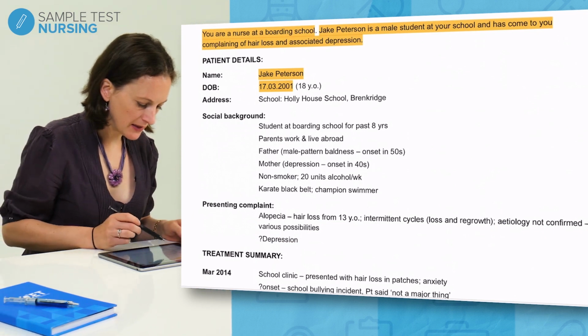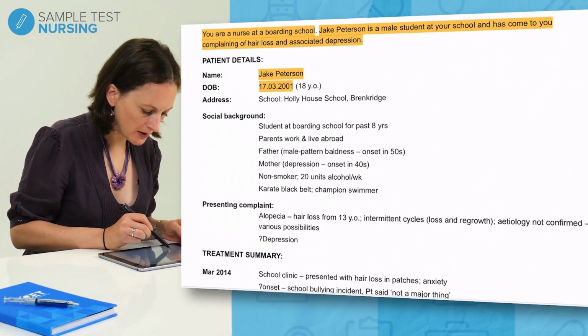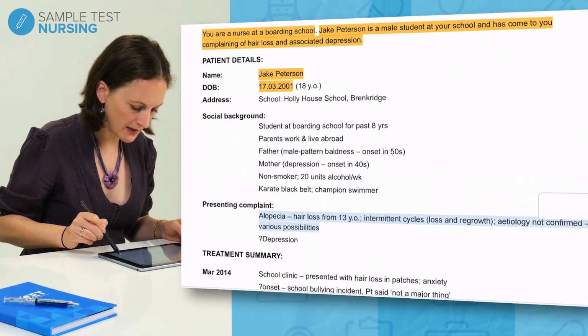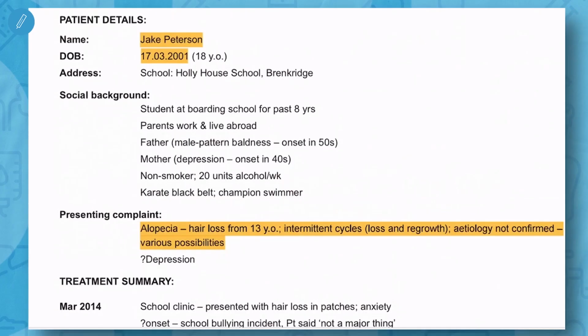Moving on to the presenting complaint, all of this information is going to be important for me to include to the reader as the reason for writing. I can also see that the depression has not been clinically confirmed from the use of the question mark at the beginning of the line.